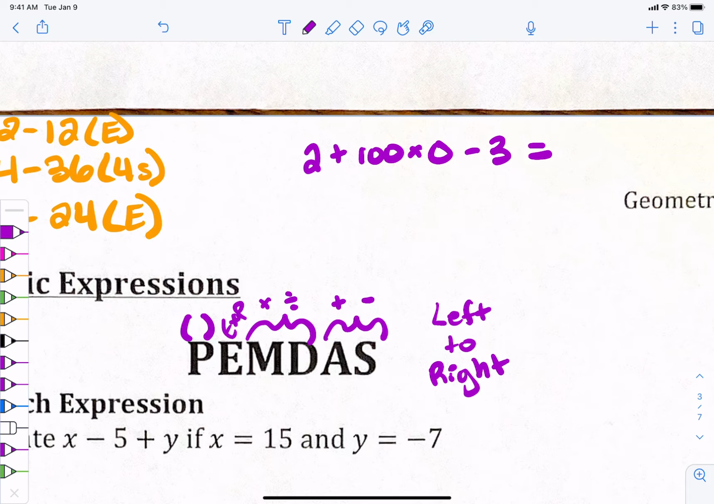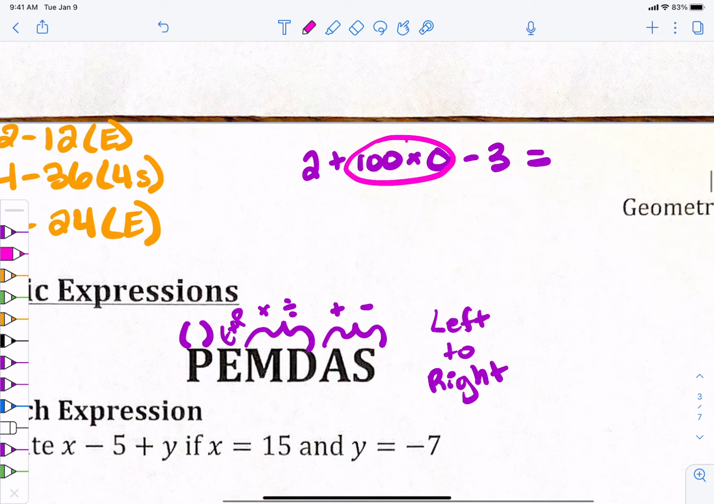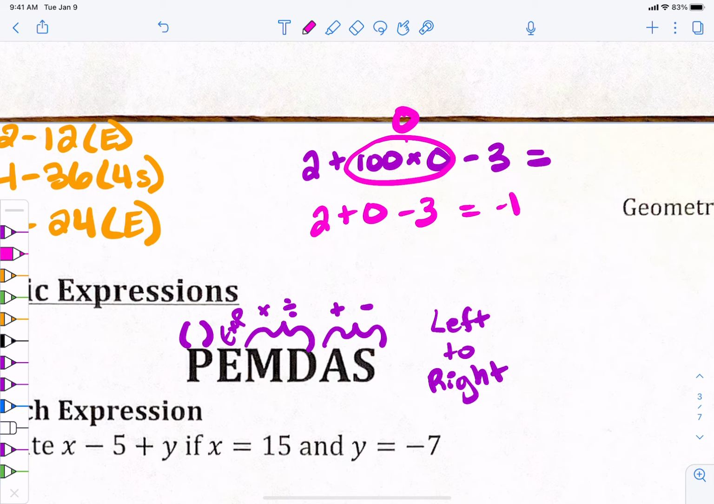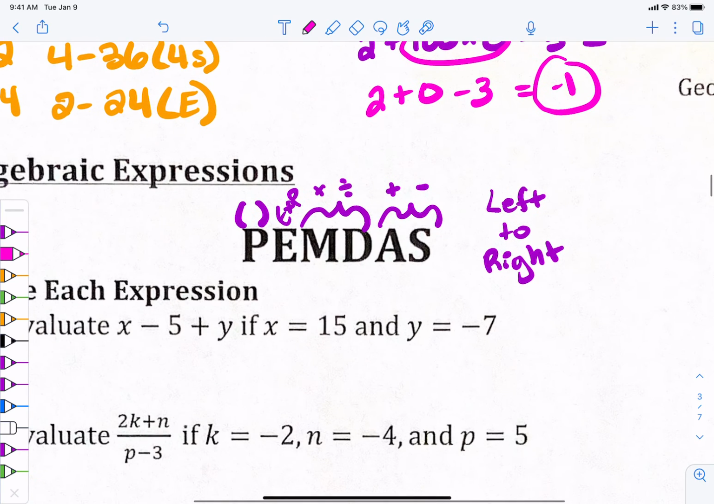So a lot of people probably got like -3 because they did 2 plus 100, which is 102, right? They did it this way. 102 times 0 is 0. Minus 3 is minus 3. But what do you do first in that case? Multiply. You multiply first. So this becomes 0. So you really have 2 plus 0 minus 3, which is -1. That's the correct answer. But have you seen those on social media? They'll do those, okay? So remember your PEMDAS, your order of operations, okay?